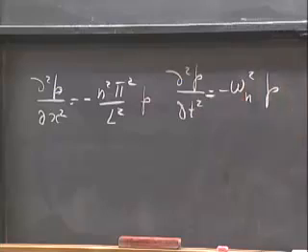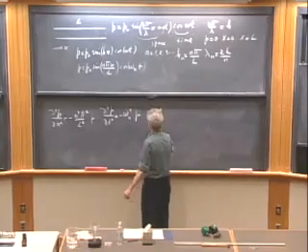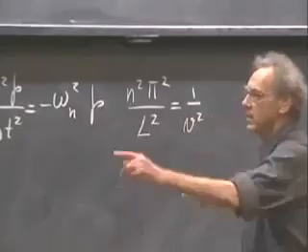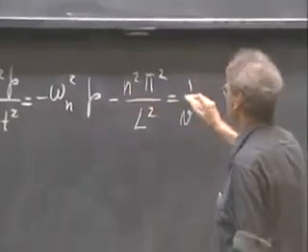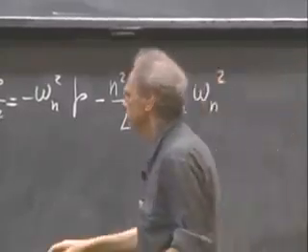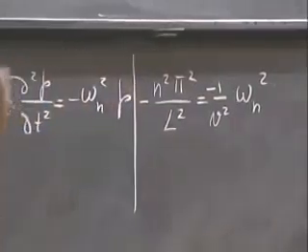And now we are in business, because now the wave equation will tell us the connection between the two. It tells us that n squared times pi squared divided by L squared is now 1 over v squared. That is the 1 over v squared that I have there. And there's a minus sign here, and there's a minus sign here, times omega n squared. So this is now connected.